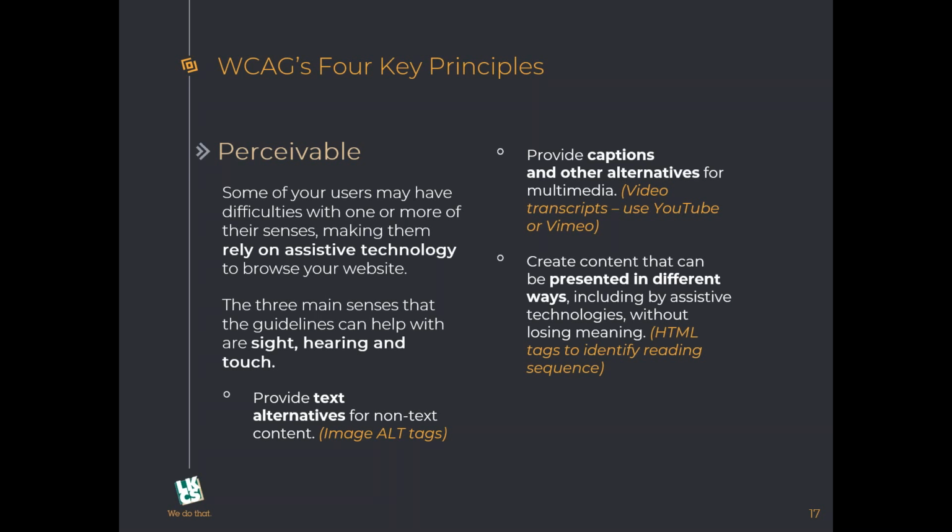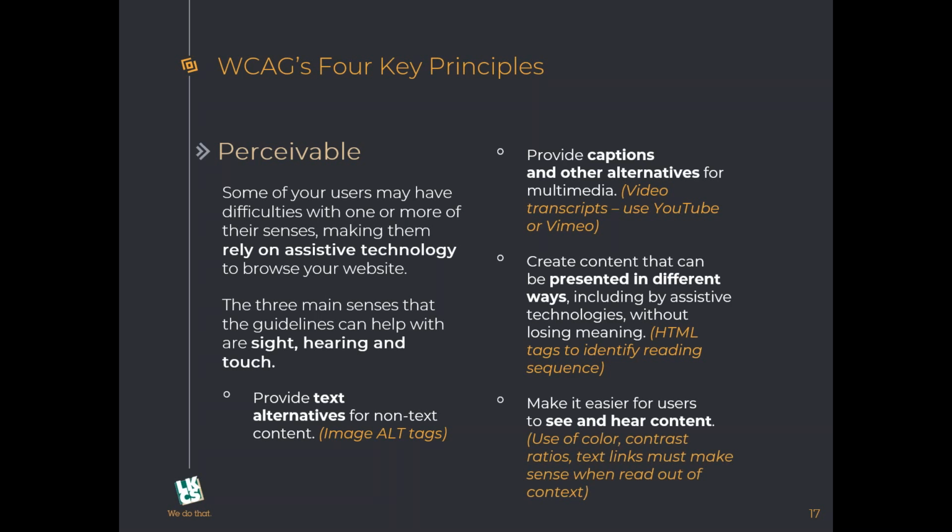We want to create content that can be presented in different ways, including by assistive technologies, without losing meaning. So we need to make sure that we're putting in the HTML tags to identify reading sequence. When we're building the page, those HTML tags have to say, okay, this is the start, and it needs to flow from this paragraph to this, and so on down the page, rather than jumping around. It needs to make sense.